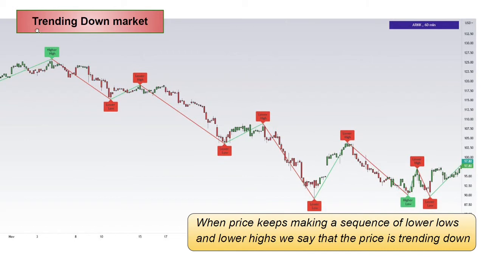So that is a so-called trending down market. When price keeps making a sequence of lower lows and lower highs, we say that the price is trending down. You can see that low was lower than the previous low, and that high made by the corrective pullback was a much lower high than the lower high made by the preceding pullback. That's very important. This is how we identify the direction of the trend. This is how we identify what direction we should take trades.